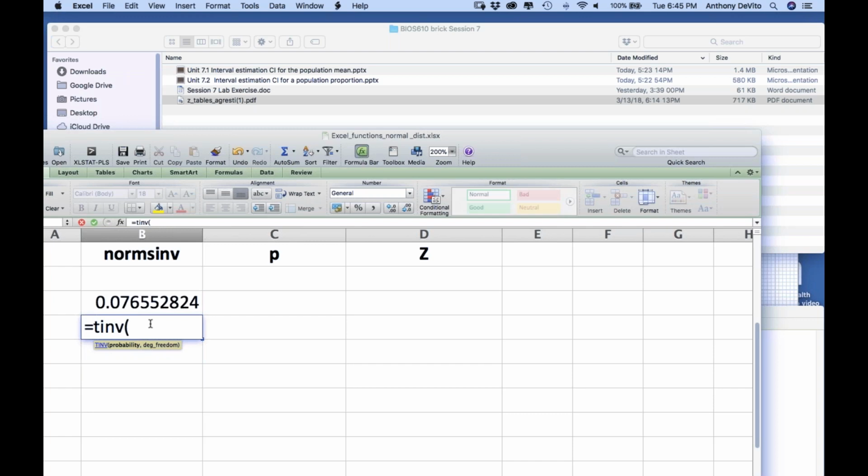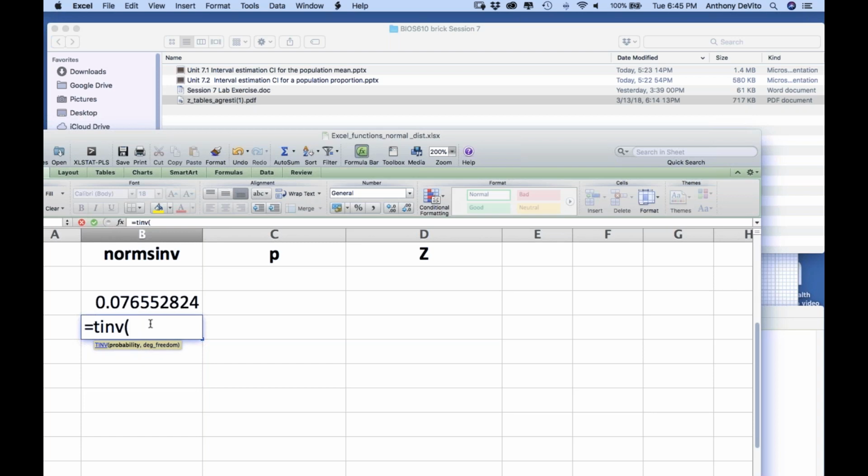Okay, I think I'm more interested in T inverse because we want a T number to use for a confidence interval for T. So what confidence interval do you want to use for the T distribution? You want 95%? Okay, use 95%.